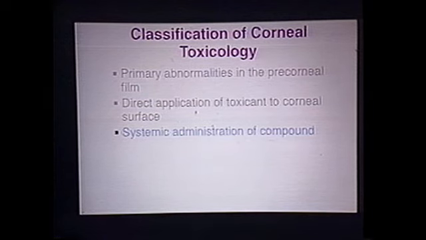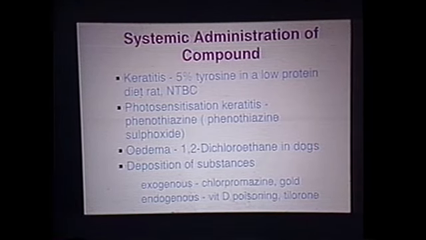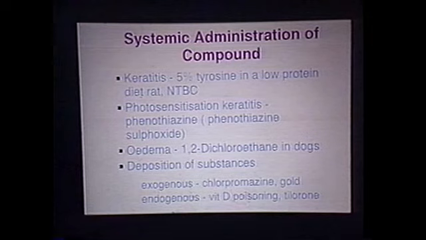The third category in the classification is where the chemical has been administered systemically. Now, although there are many examples of this where corneal toxicity has occurred as a result of systemic administration, in many respects it's not all that common to see in the normal safety evaluation business. But there are a number of examples which we'll now look at. And the types of change that can take place can range considerably. The types of pathological change that is encountered can be quite diverse.